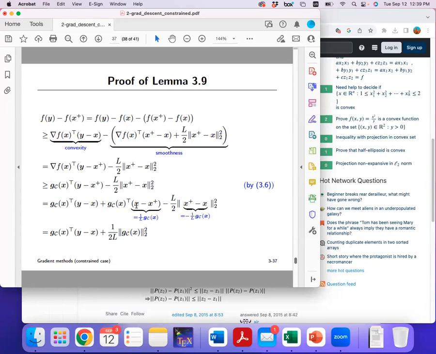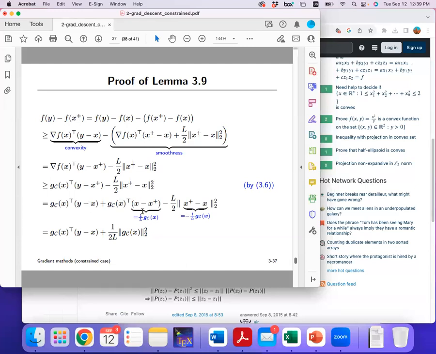And then it can be observed that x minus x plus, by definition, is 1 over L times GCX. This is how we define GCX. So with this observation, this inner product term is basically GCX transpose GCX. So it's the norm of GCX to the power of 2, and there's 1 over L in front of it.